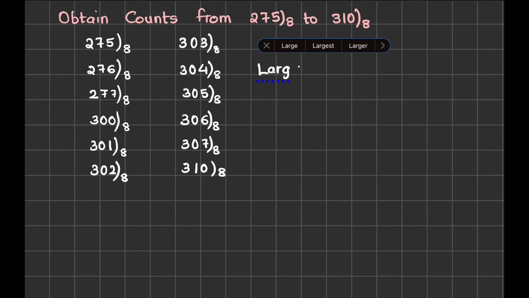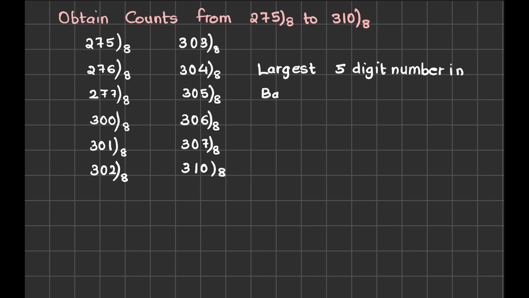So we have another question here. What is the largest 5-digit number in base 8? The largest digit in our octal system is 7. So the 5-digit number is going to be 77777.